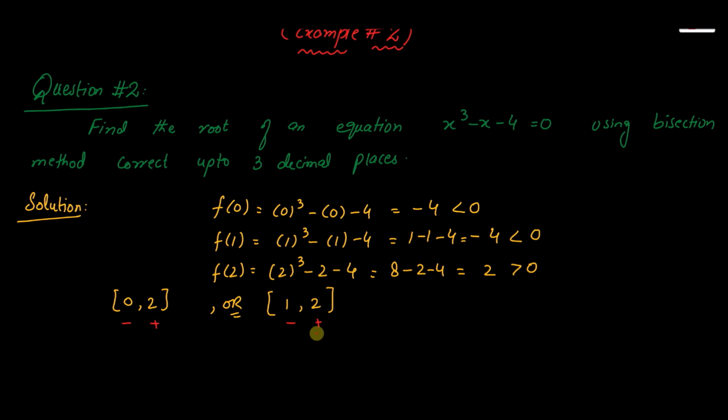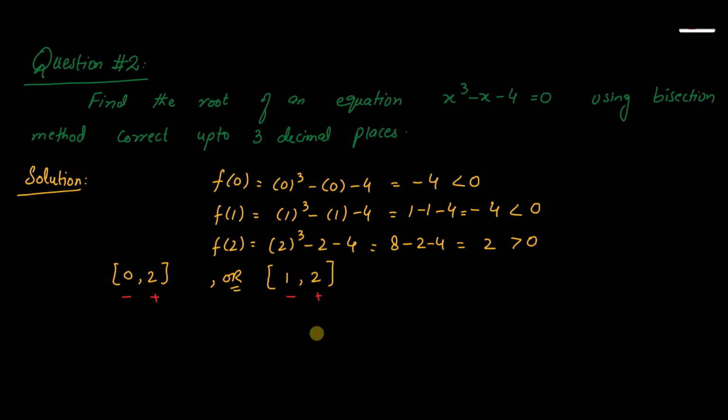But I recommend that whenever you are solving numerical problems with numerical methods, you choose a smaller interval. If you choose a smaller interval, your number of iterations will also be reduced. So for that purpose, I am choosing the middle value from 1 to 2, so I target 1.5. When I substitute 1.5 back into this function, I get negative 2.125, which is less than 0. So we need to proceed toward the positive side.